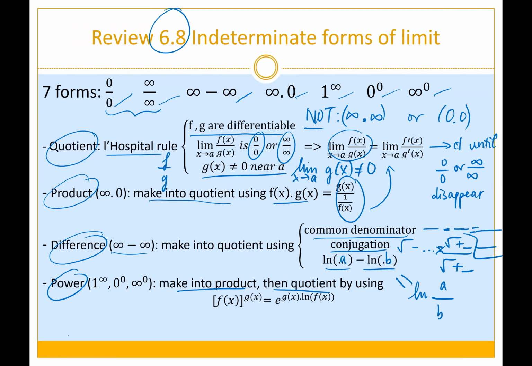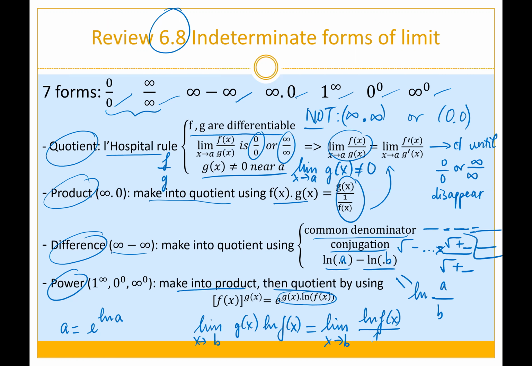Because you know the fact that a is equal to e to the ln of a. So by putting this into a product, when you take the limit, you don't need to care about the e, because after you find the limit of, say, x approaching b of g(x) ln of f(x), by making it into a quotient, say here you have ln of f(x) over 1 over g(x). After you found this, you can plug it back in and you can find e to the whatever it is.